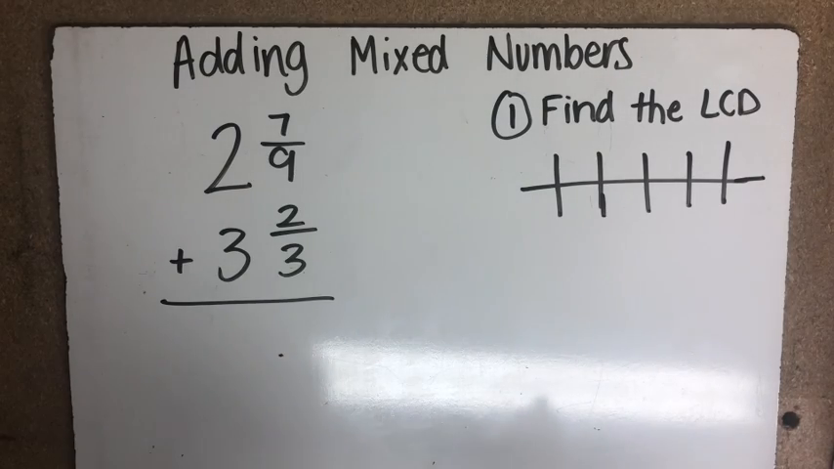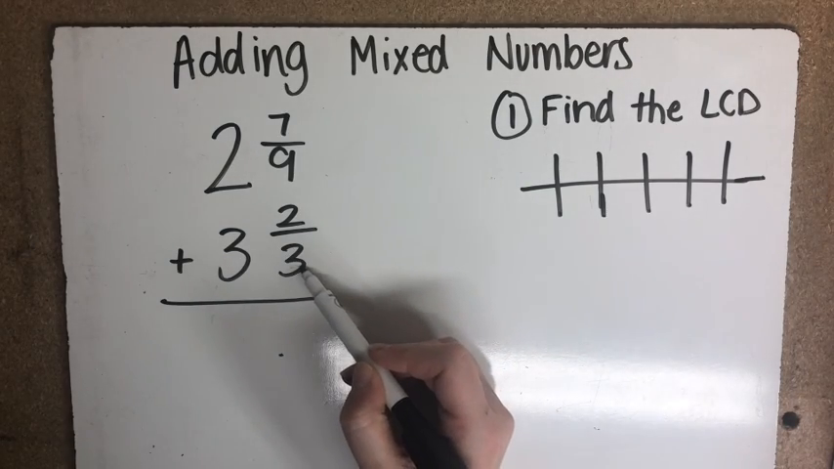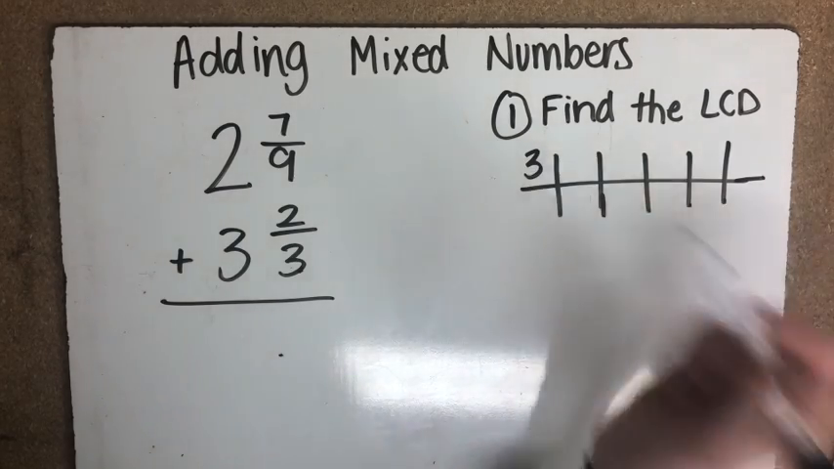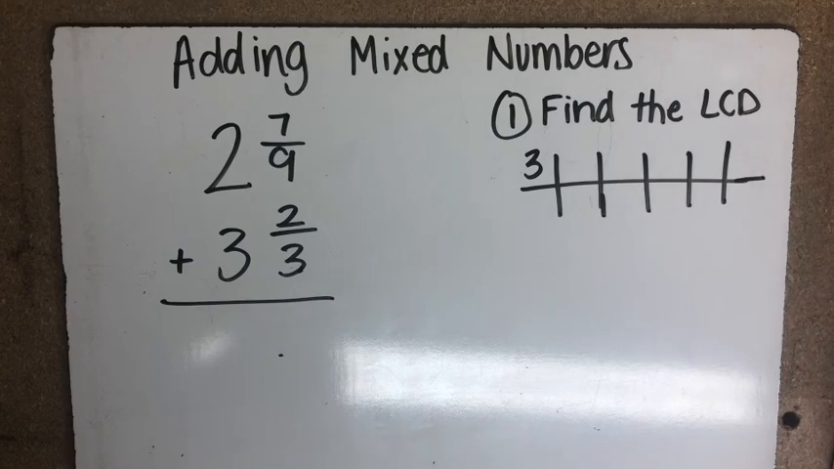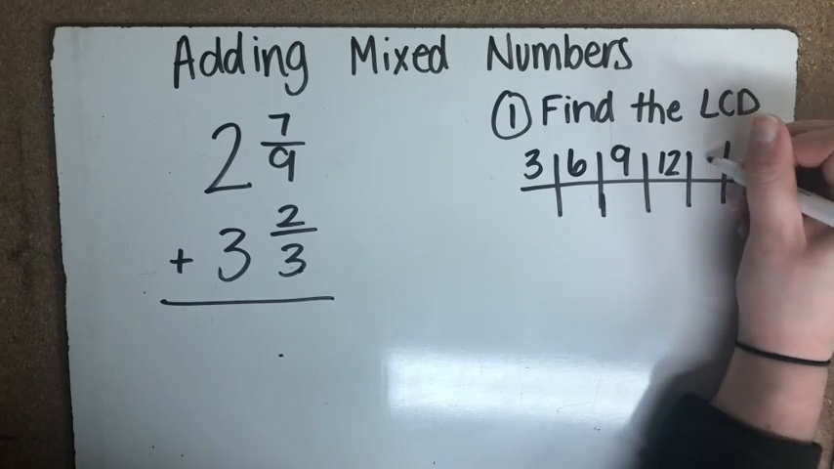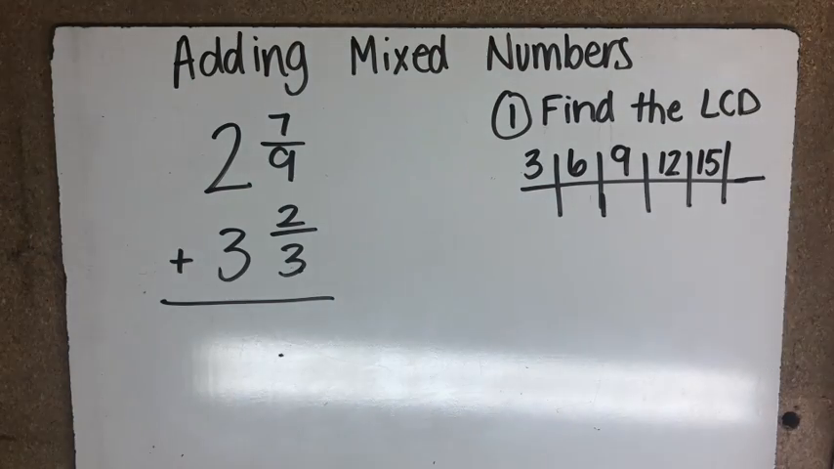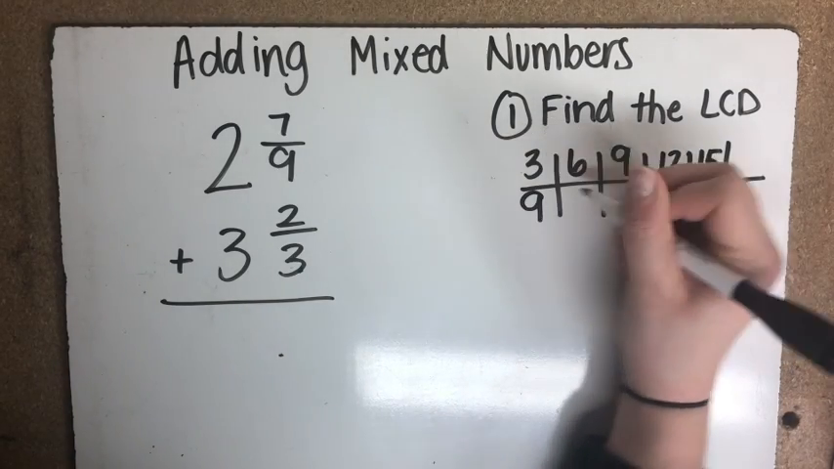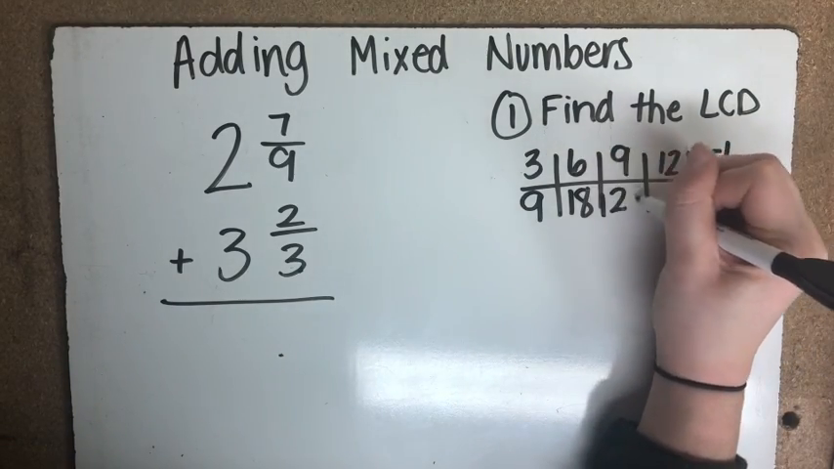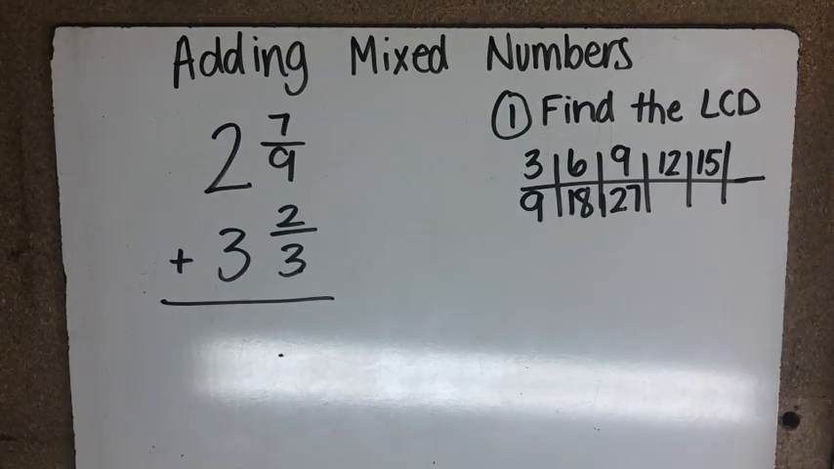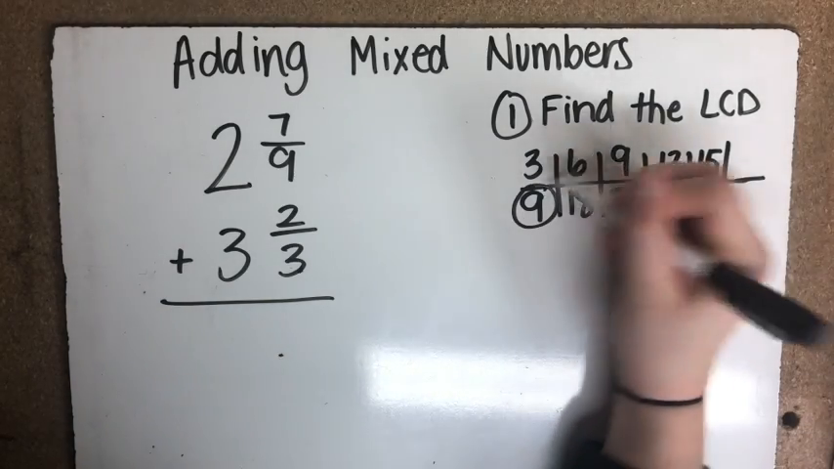Okay, so first you might want to start with your smaller number, filling in your 3's. So let's start filling in our multiples of 3. Next, let's fill in my multiples of 9. Oh, and I realized something as I'm filling it in. What do you notice? What is my least common denominator? My least common denominator is 9.